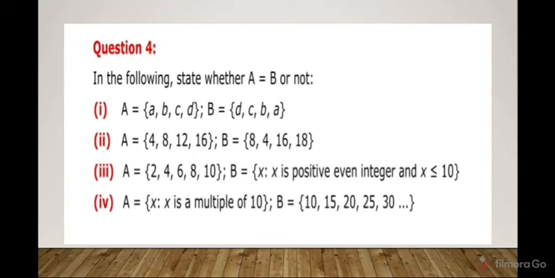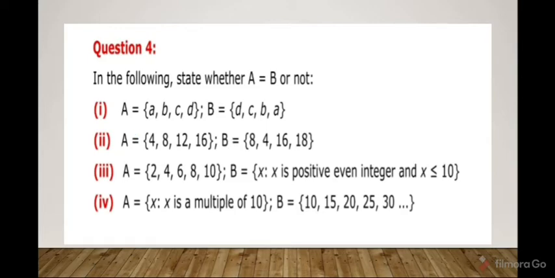Now we'll discuss the solution of the second question. The question is: A is a set containing 4, 8, 12 and 16. B is a set containing 8, 4, 16 and 18. Again, as similarly, we will compare the number of elements for both the sets. First of all, A contains 4 elements, B also contains 4 elements.